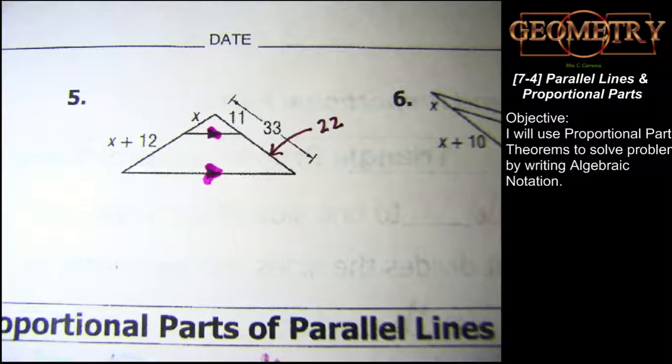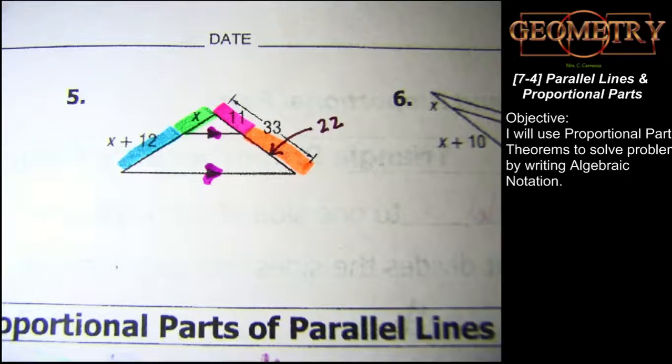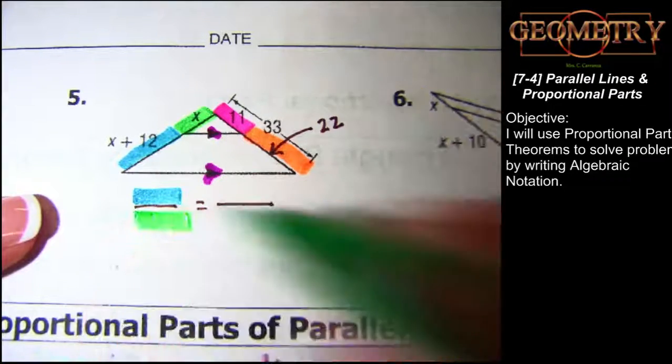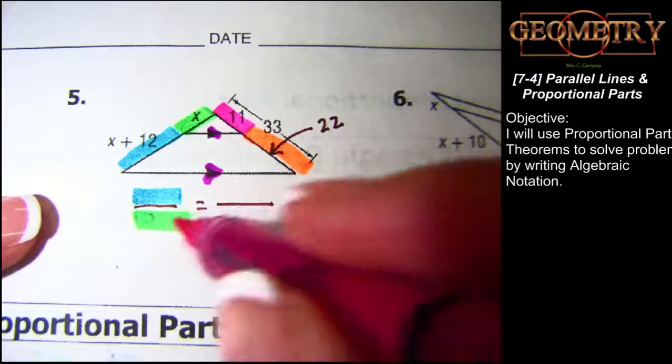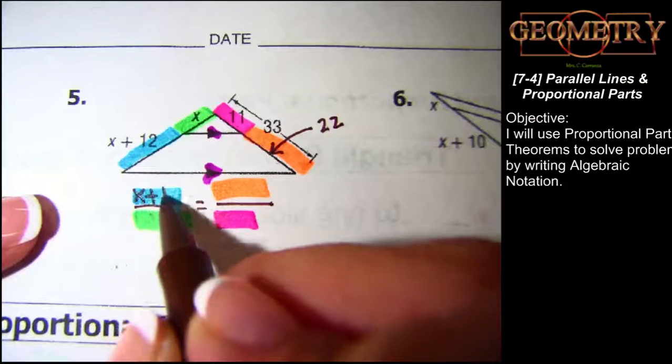Okay. And so what's the setup? x plus 12 over x is equal to 22 over 11. So he basically said that I could write these as fractions, and I just have to be very careful and make sure that the things on the same sides of the triangle are in the same fraction as each other, and that pieces that correspond are in the corresponding pieces of the fraction. That's really going to be the hardest part about the setup.